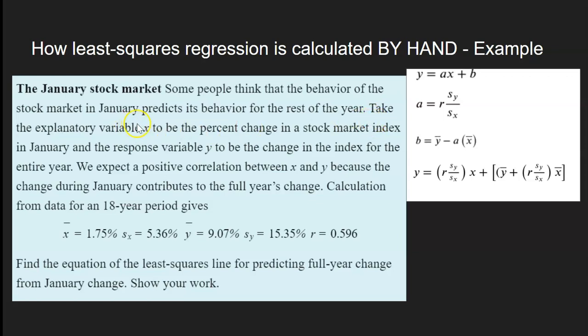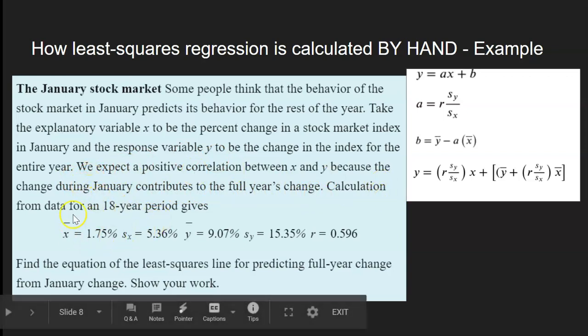Take the explanatory variable x to be the percent change in a stock market index in January, and the response variable y to be the change in the index for the year. We expect a positive correlation between x and y because the change during January contributes to the full year's change. Calculation from data for an 18-year period gives the following parameters. Find the equation of the least squares line for predicting full year change from January change and show your work.